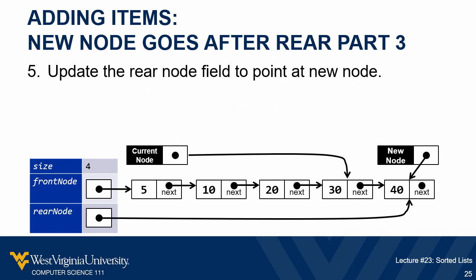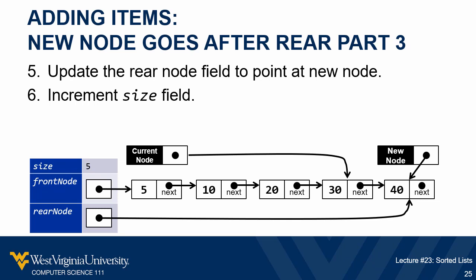Next, I'm going to finish hooking my new node in by making it the rear node. I'm going to update my list instance's rear node field so that it points at that new node we just added. And to finish tidying things up, I need to increment the value of my size field. And that'll wrap up adding our new node at the end of the list.